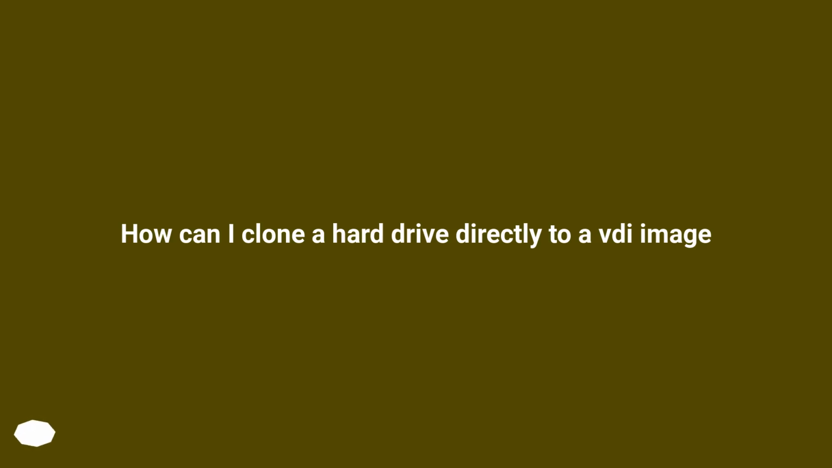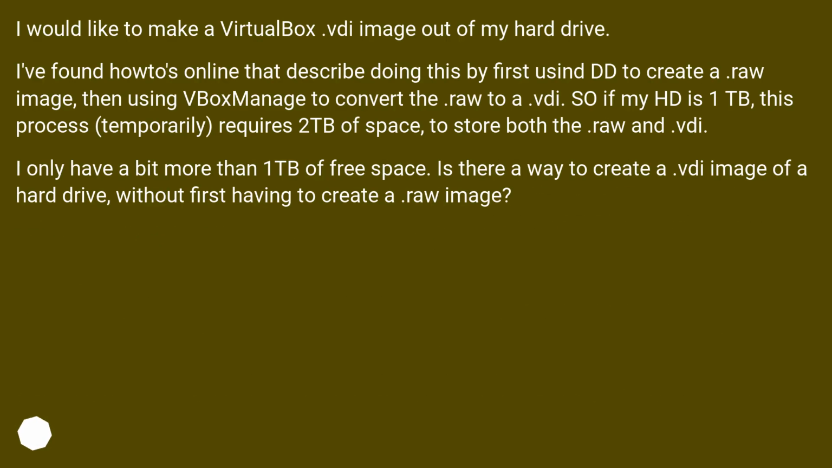How can I clone a hard drive directly to the image? I would like to make a VirtualBox image out of my hard drive. I found how-tos online that describe doing this by first using dd to create a raw image, then using VBoxManage to convert the raw to a VDI.